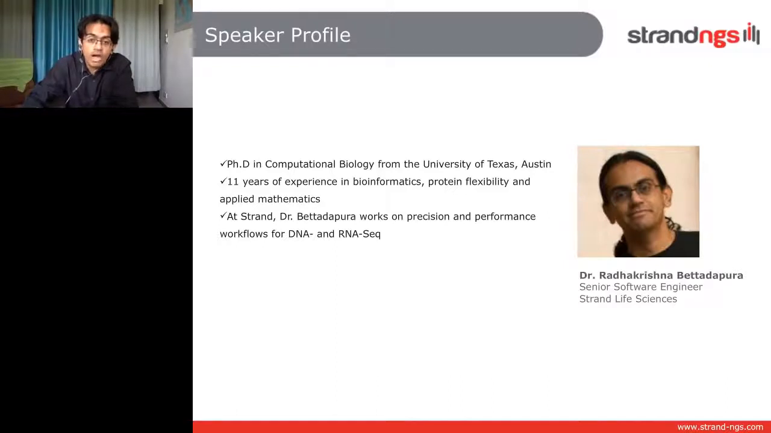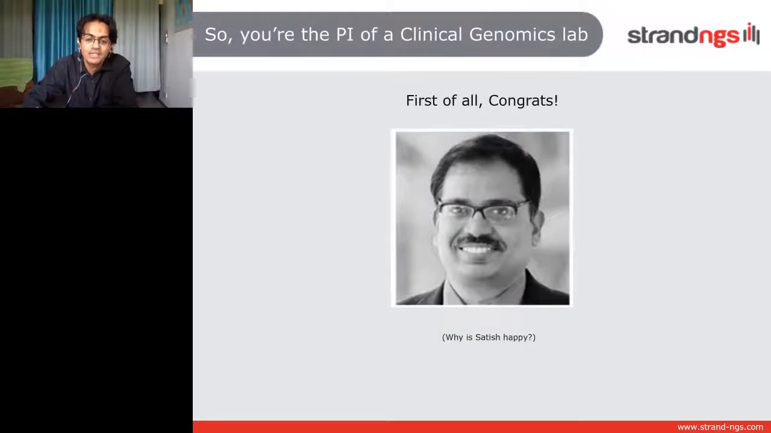So I promised clinical genomics, and I'm not going to keep you waiting. So here's the PI of our clinical genomics lab. His name is Satish Shankaran, and we're going to be seeing Satish throughout this presentation, and we're going to be seeing him happy. And so the question we want to ask is, why exactly is Satish happy? He's the PI of a clinical genomics lab. So the first thing he has to do, what's the first thing that any PI of a clinical genomics lab would want to think about?